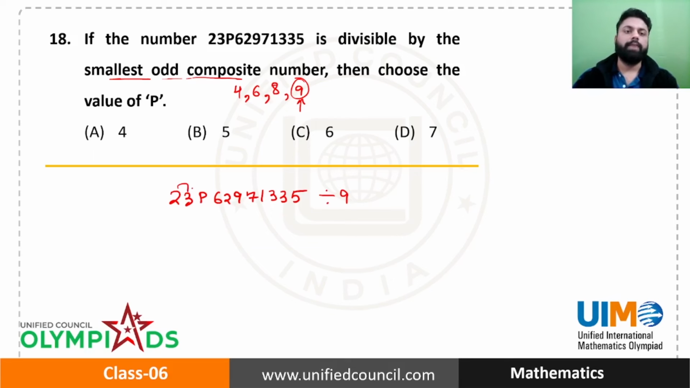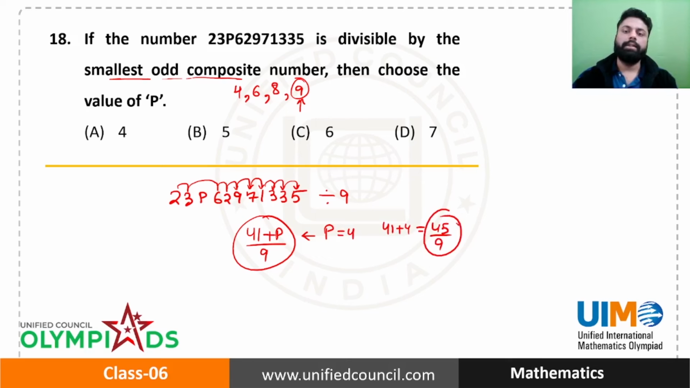2 plus 3 is 5, plus 6 is 11, plus 2 is 13, plus 9 is 22, plus 7 is 29, then 30, 33, 36, and then 41. 41 plus p should be divisible by 9. Now it will be divisible by 9 only when p is equal to 4, because 41 plus 4, that is 45, is divisible by 9.